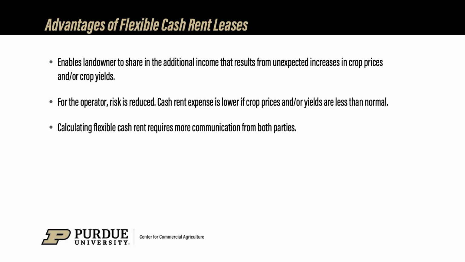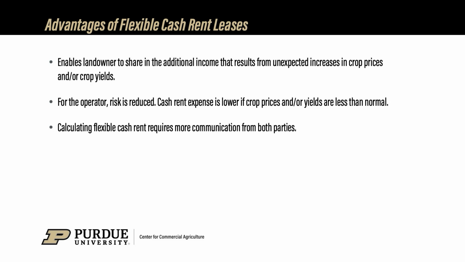What do they get in return? Well, if gross revenue is really high, like it is some years, 21 and 22 were good examples of that, they share some of that high gross revenue. And so, again, it has features of both the fixed cash rent and the crop share lease.